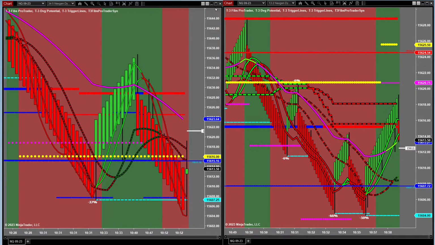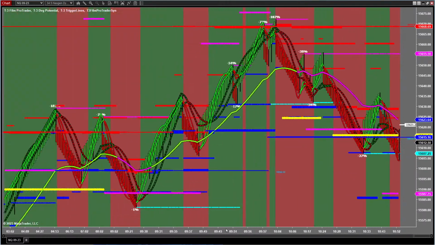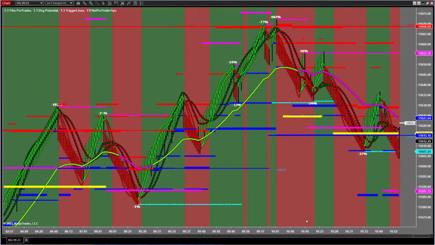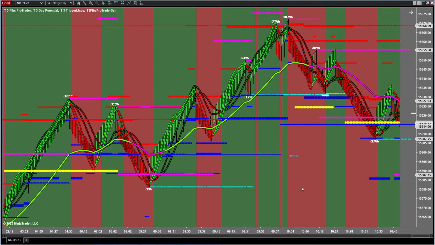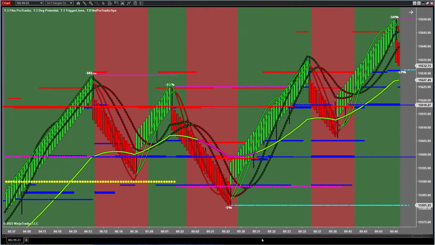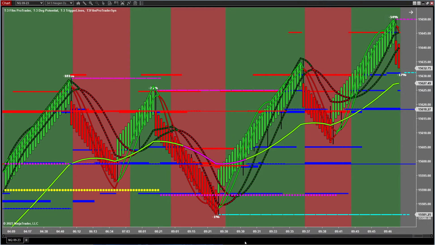All right, so the NASDAQ. Lately it's been a little bit choppy, believe it or not. I know that seems a little bit weird, but the NASDAQ is one of those markets that is very, very good at momentum follow through.